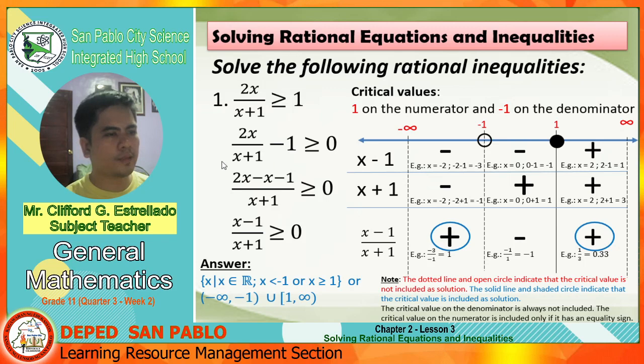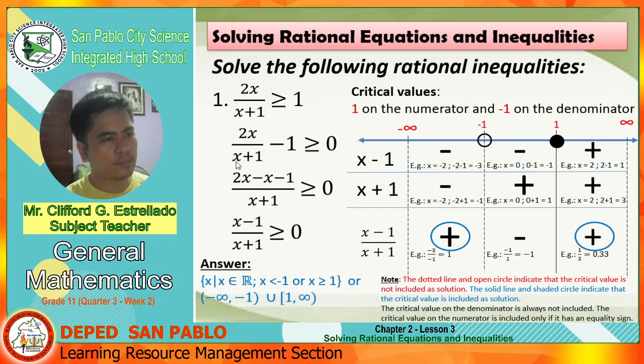Okay? So get the LCD of x plus 1 and 1. We have x plus 1. And on our numerator, x plus 1 divided by x plus 1 is 1, times 2x. So we have here 2x. Then x plus 1 divided by 1 is x plus 1, times negative 1. Okay? So meaning, we can apply cross multiplication here. 2x times 1 is 2x.